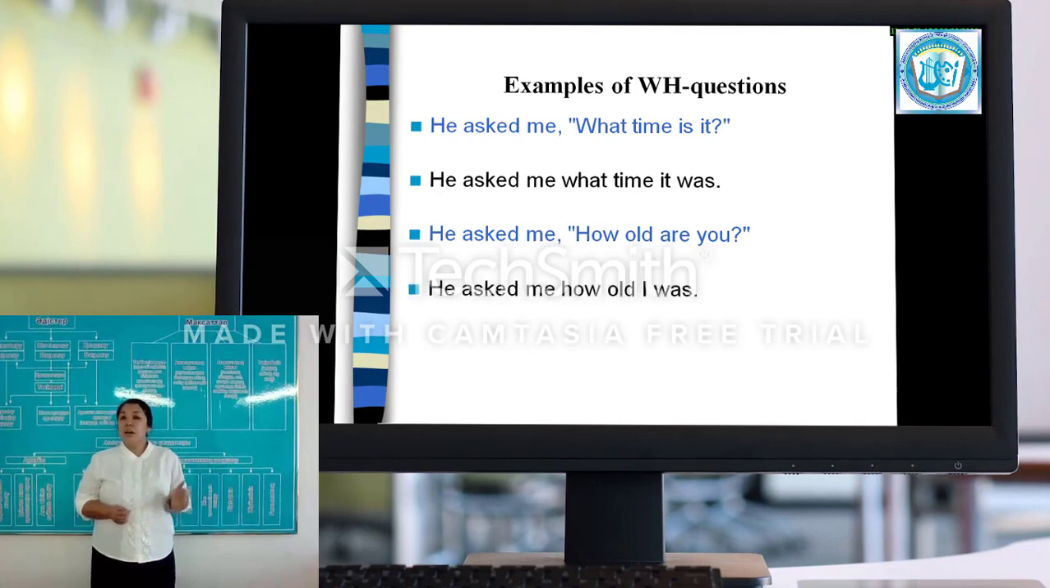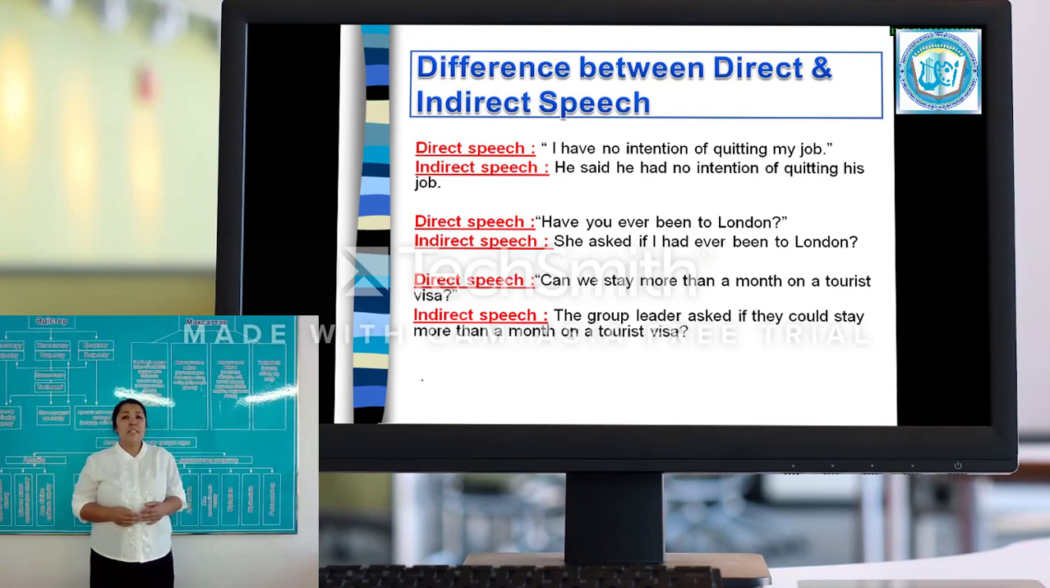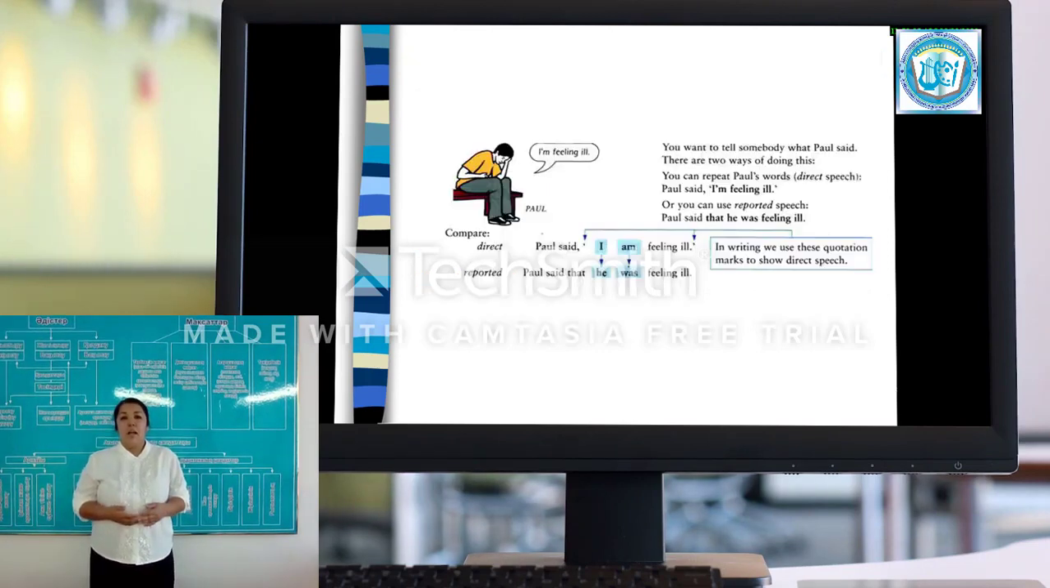He asked me, "What time is it?" He asked me what time it was. He asked me, "How old are you?" He asked me how old I was. Differences between direct and indirect speech. In direct speech, "I have no intention of quitting my job." In indirect speech, he said he had no intention of quitting his job. Or, "Can we stay more than a month on a tourist visa?" The group leader asked if they could stay more than a month on a tourist visa.